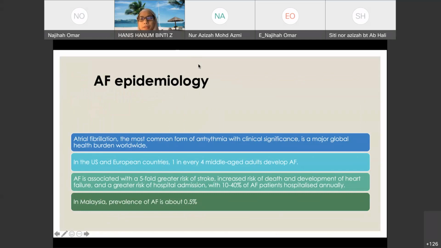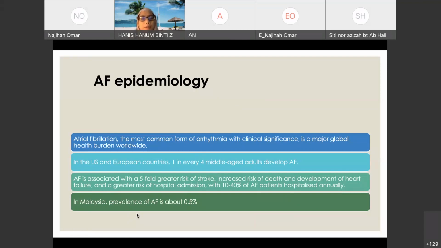Okay, so what about the epidemiology? Among the other types of arrhythmia, AF is the most common type of irregular heartbeat, and that's why I'm focusing more on atrial fibrillation. There are other types of arrhythmia like ventricular fibrillation. If you want to know about those, please go to your pharmacotherapy book and have a read. But as far as I'm concerned, I'll be focusing more on atrial fibrillation. It's a major global health burden worldwide. In the US and in European countries, about 1 in every 4 middle-aged adults develop AF.